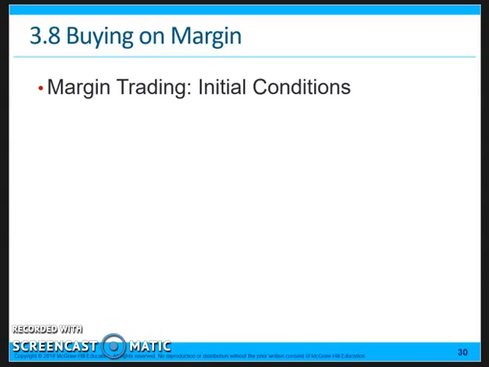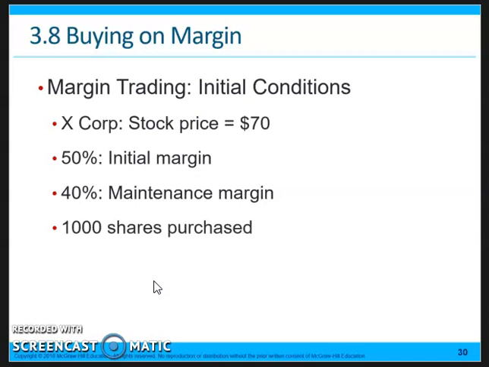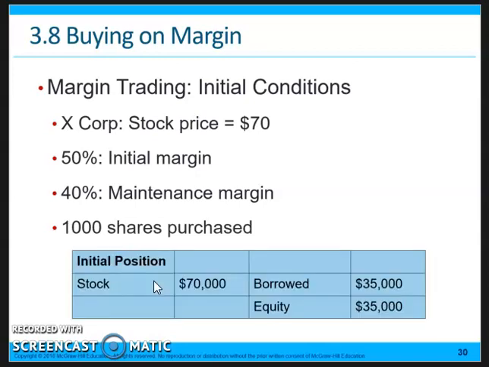Okay, so we're going to work through some examples of buying on margin. The example and initial conditions are: we have X Corp and the stock price is $70. We have a 50% initial margin and 40% maintenance margin here. 1,000 shares purchased. So our initial position looks like this. The stock is worth $70,000.